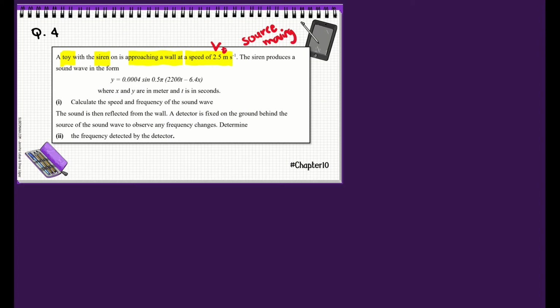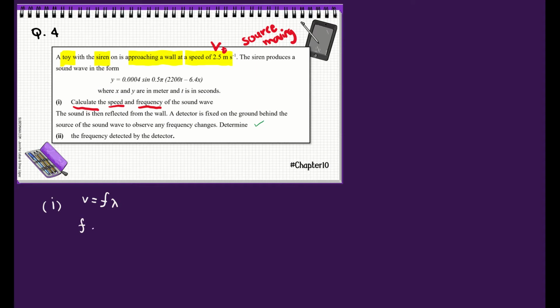The siren produces a sound wave in the form of y equals 0.004 sin(0.5π(2200t − 6.4x)). So the first question is to calculate the speed and the frequency of the sound wave. To solve number 1, the velocity of sound, v, is equal to fλ. So we need to find the frequency and also lambda to get v.